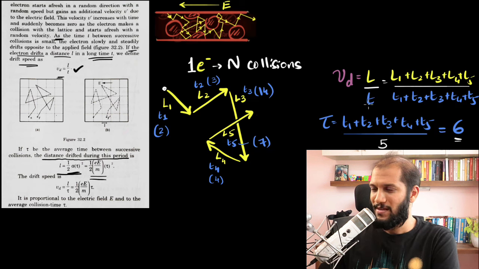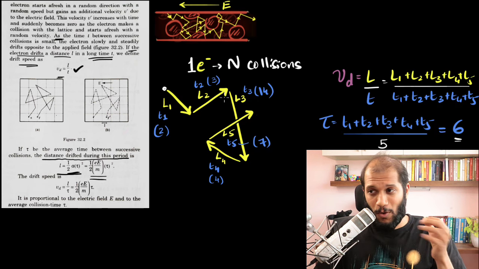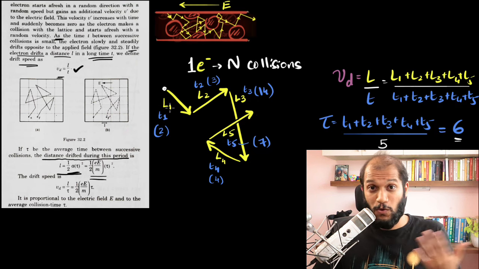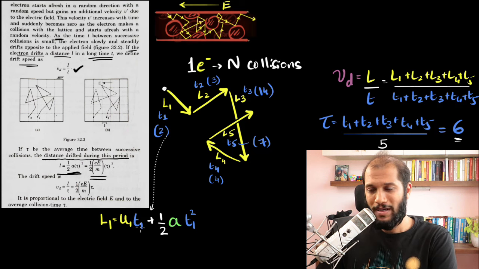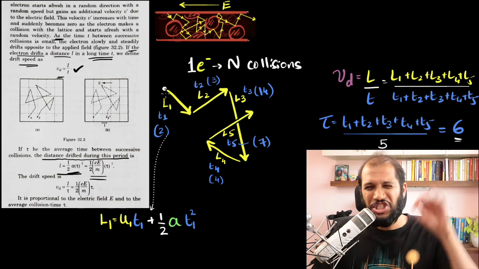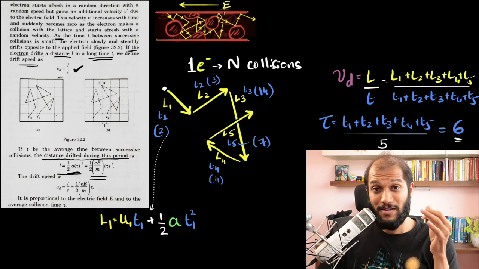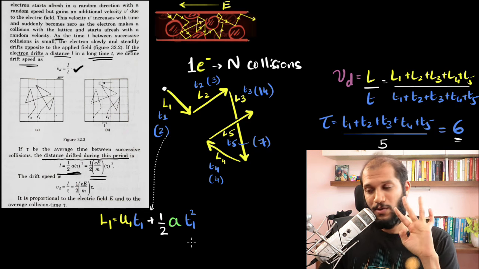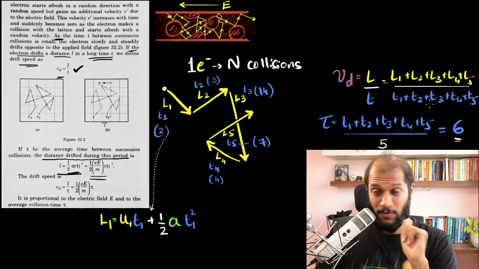Well, I would go back to this definition, and I would calculate what L1, L2, L3, L4, L5 are individually, because I can apply equations of motion there, okay? So to calculate L1, for example, I would say that, hey, S equal to ut plus half at square. So I would just be L1 equal to u1 t1. U1 is the initial velocity just after that previous collision. T1 plus half a, where a is the acceleration due to the electric field, into t1 square. Similarly, L2 would also be u2 t2 plus half a into t2 square, and so on and so forth. And then I would add all of them up and divide by the total time. That's what I would do, right?